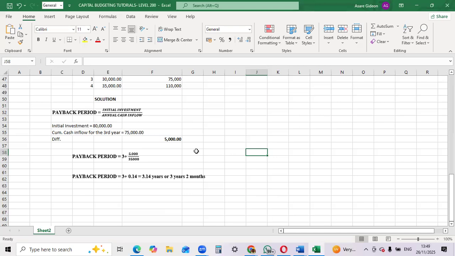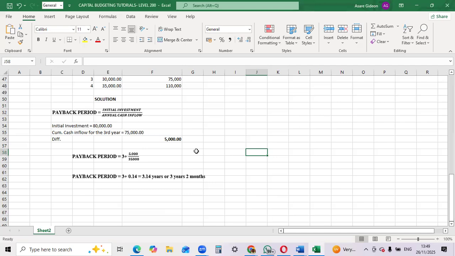So beloved, I think that is very, very simple, and you should not have a problem when it comes to the payback. This one is the simplest, because we don't discount, you don't do anything. We just take the raw cash inflows, you do the cumulative, then at the end of the day, that's all.